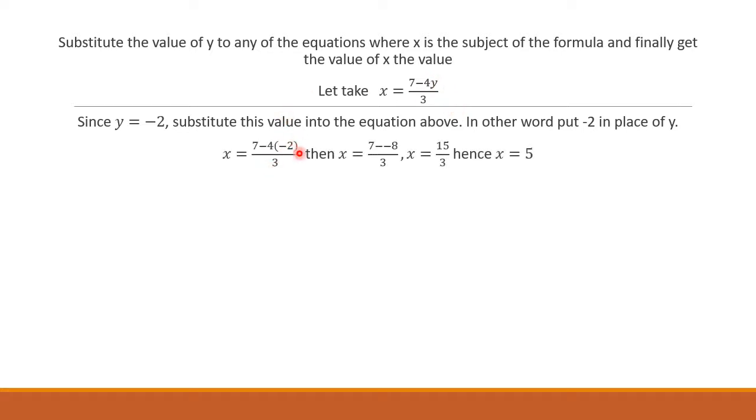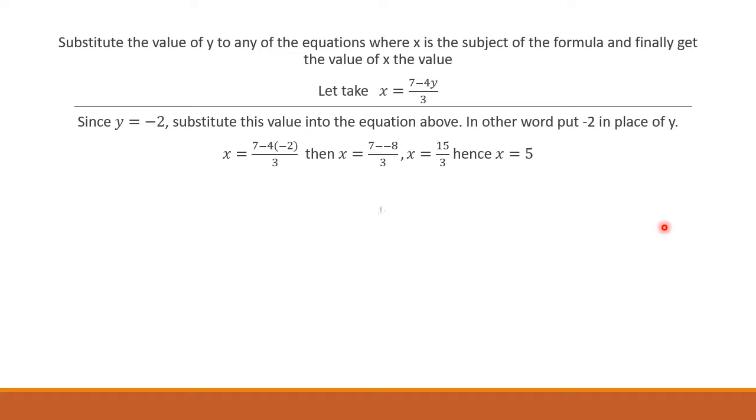If we put it there, we have to make sure that they are separated by brackets, so that it signifies that we are going to multiply these numbers. So if we open the bracket, 4 times negative 2, we get negative 8. But negative and negative cancel each other. They will give you positive, because if negative and negative follow each other, they give you positive. So 7 plus 8 will give us 15. 15 divided by 3 definitely gives us 5. So the value of x here is equal to 5.